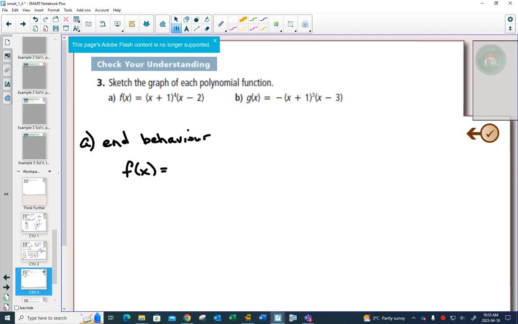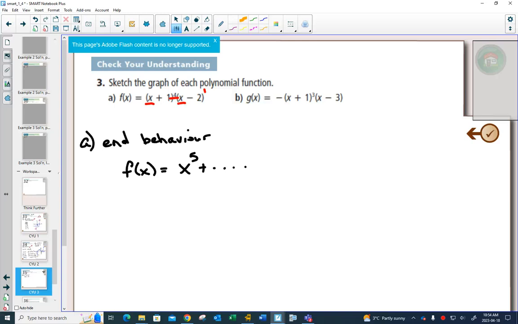Can you see that if you multiplied this out, you would get an x to the 5 graph? How do I know it's going to be an x to the 5 graph? Because I have 4 x's there and 1 more x there, and if I multiplied all of those out, 4 x's and 1 more x, that will give me 5 x's in total. This will be an x to the 5 graph.